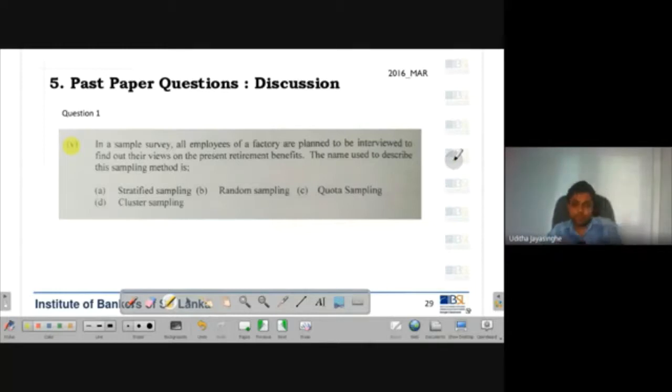So this question, students, 16 March, question number 5, I want you to try it on your own and come up with an answer for the next one.